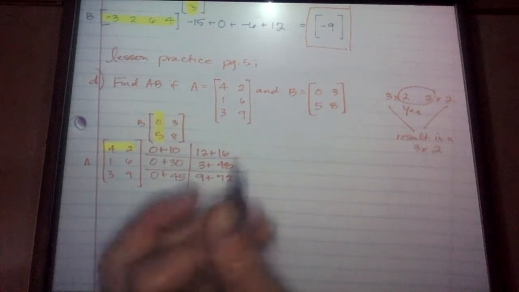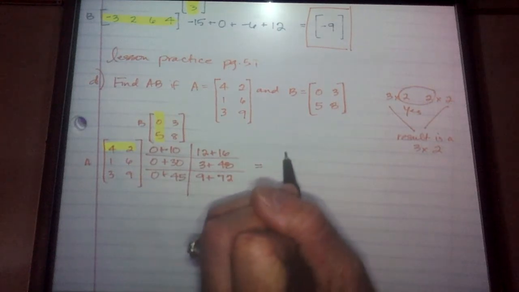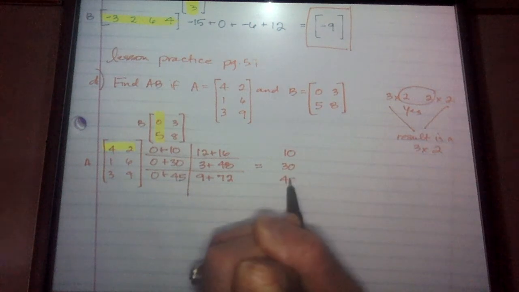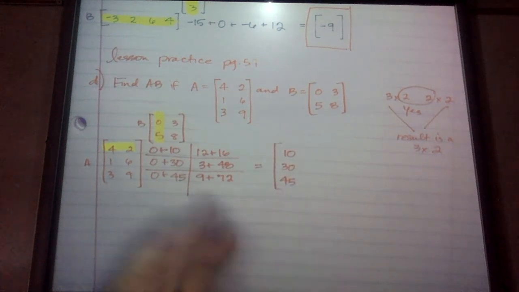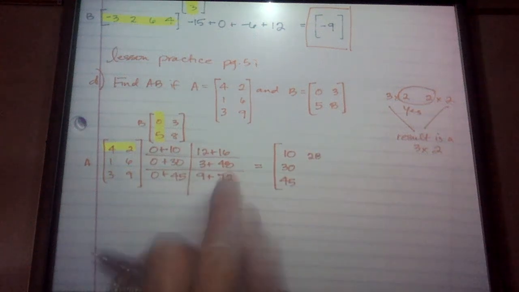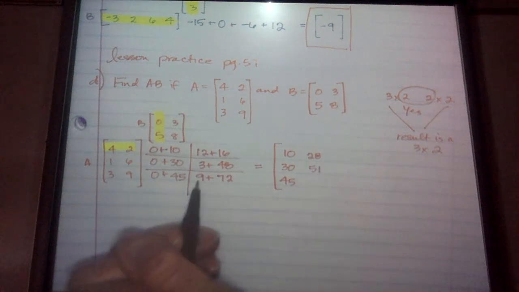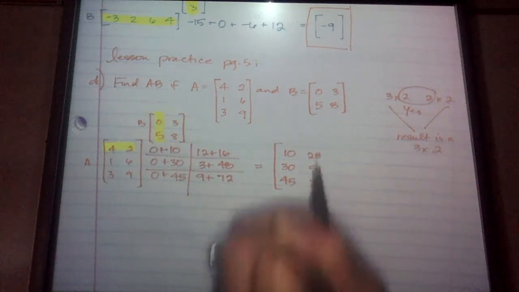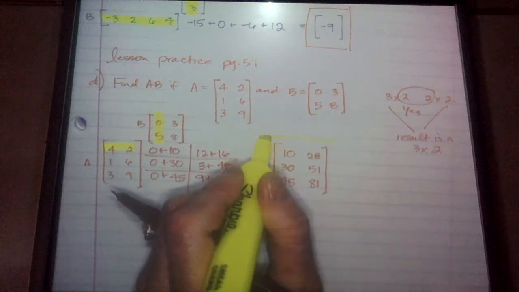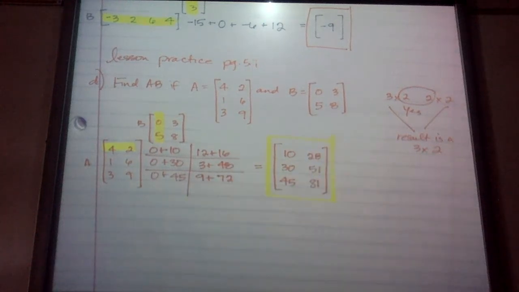So let's simplify each of these. And I get 0 plus 10 is 10, 0 plus 30 is 30, 0 plus 45. So there's column 1. 12 plus 16, 28. 3 plus 48 is 51. 9 plus 72 is 81. And so that is your answer. All right, moving on to E.